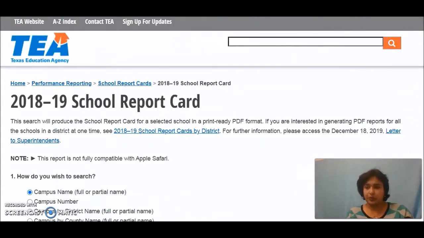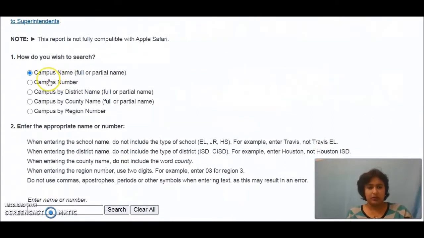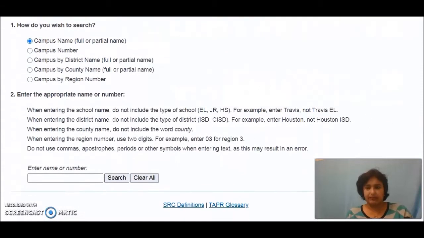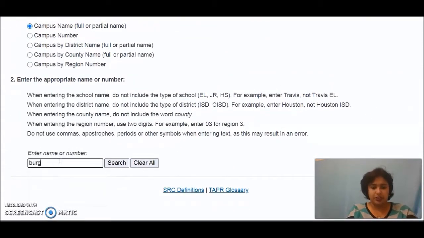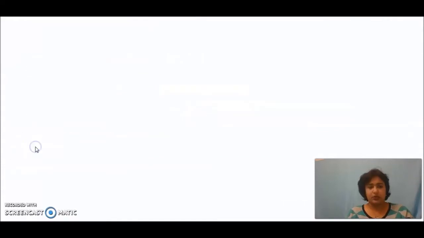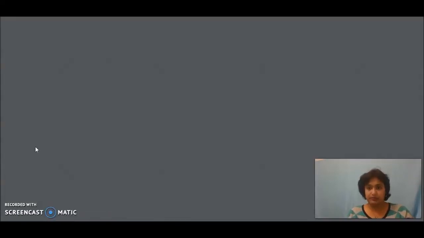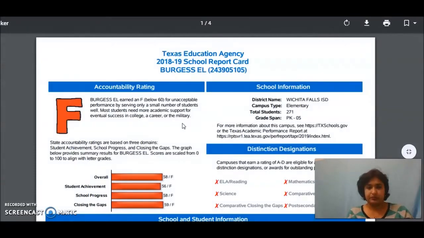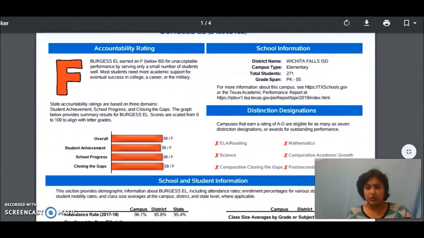So when you open your Texas report card, this is what it looks like. Campus name. So you're going to put Burgess. For everybody, it is Burgess Elementary. Burgess Elementary in Wichita Falls comes up. You are going to view report. When you open the report, this is what opens up.